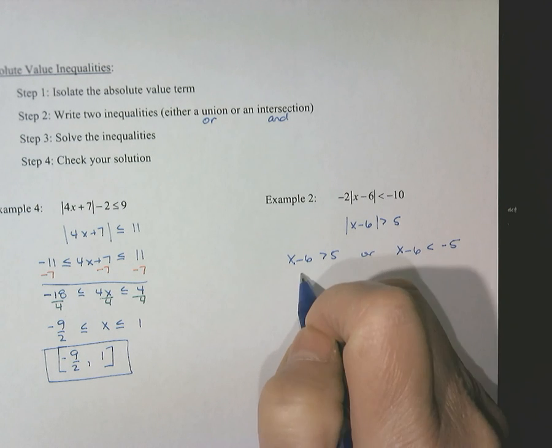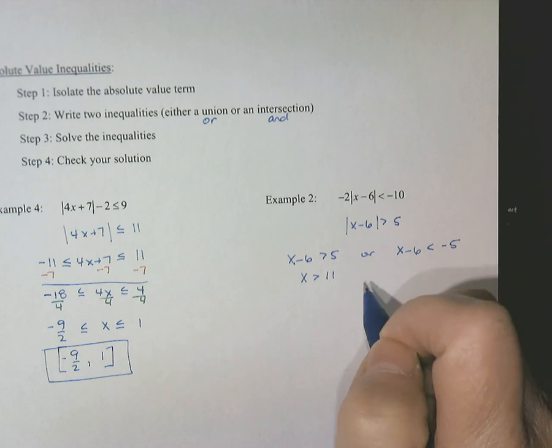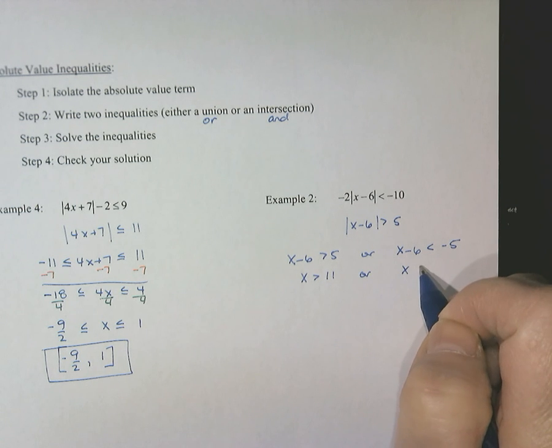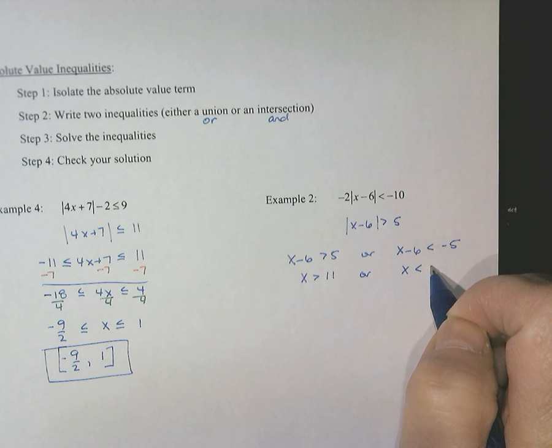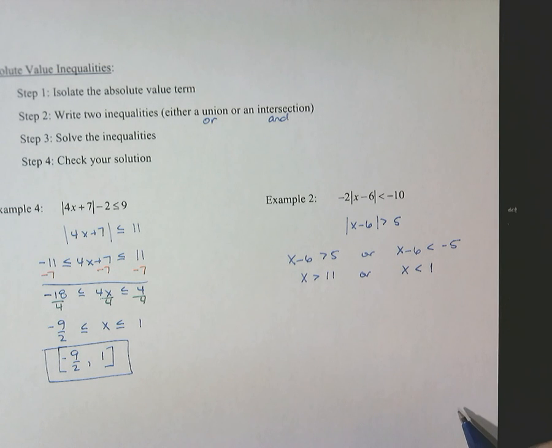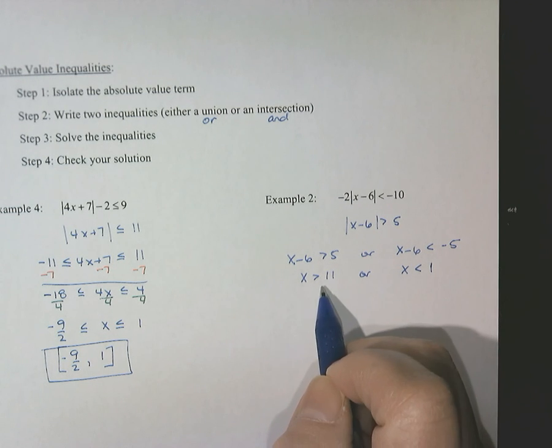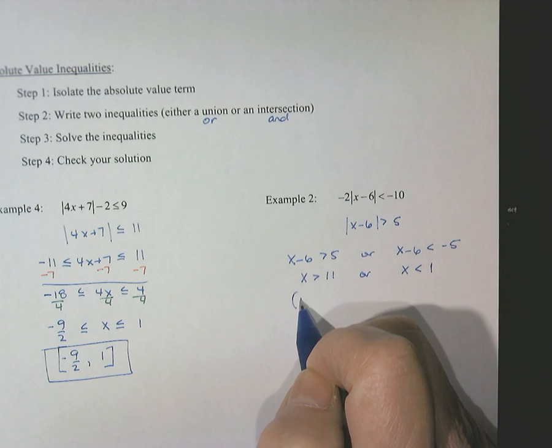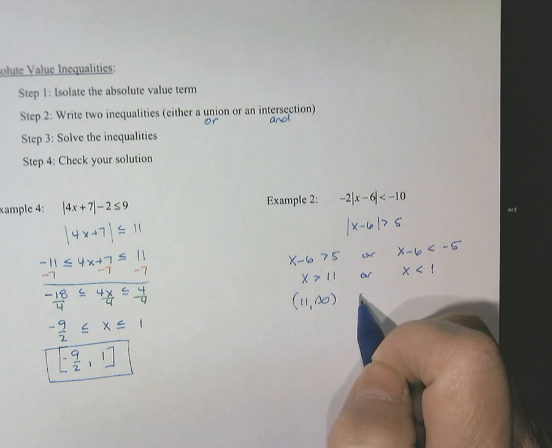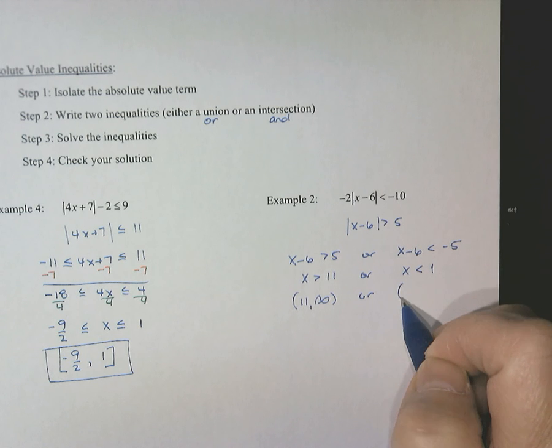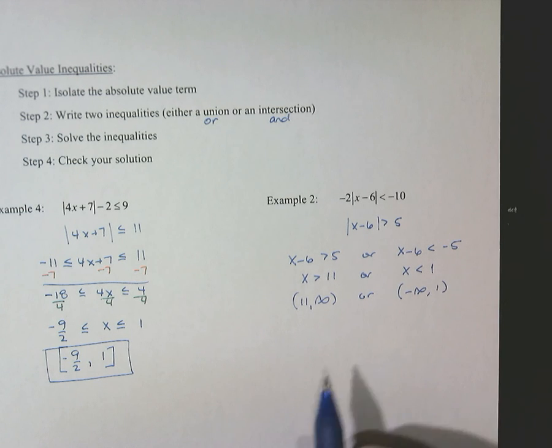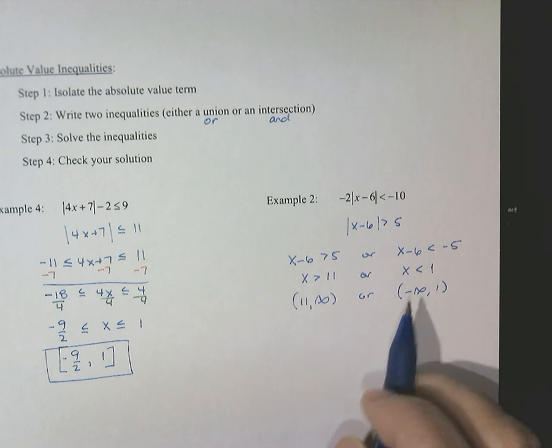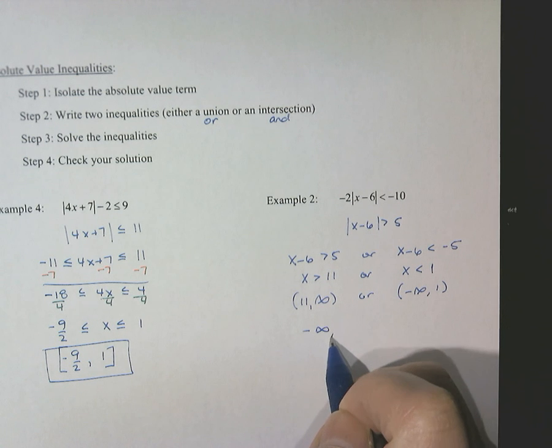I'm going to add 6. I get x is greater than 11, or x is less than 1. Now the problem I have here, this is saying x is greater than 11, so it's going from 11 to infinity, and then negative infinity to 1. But I want the smaller numbers on the left-hand side, so it really needs to be written like this.